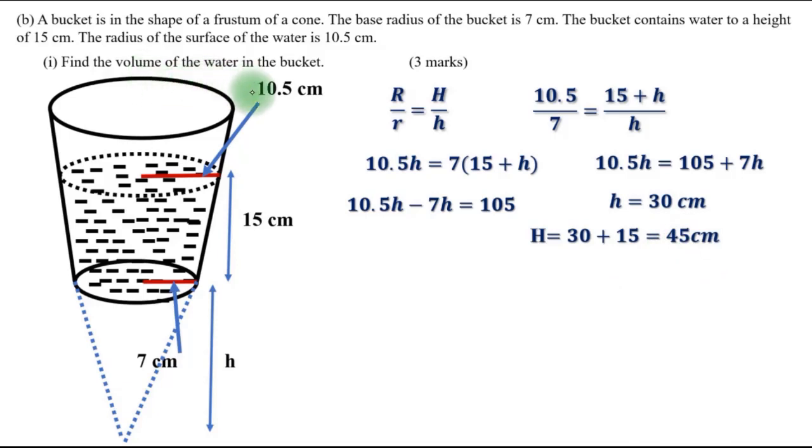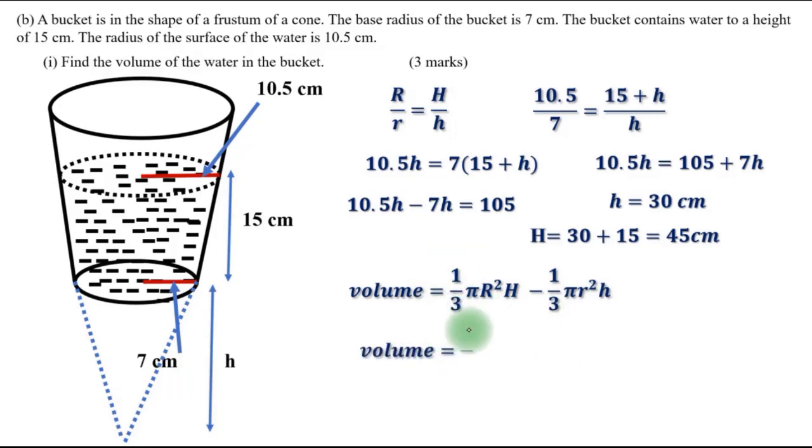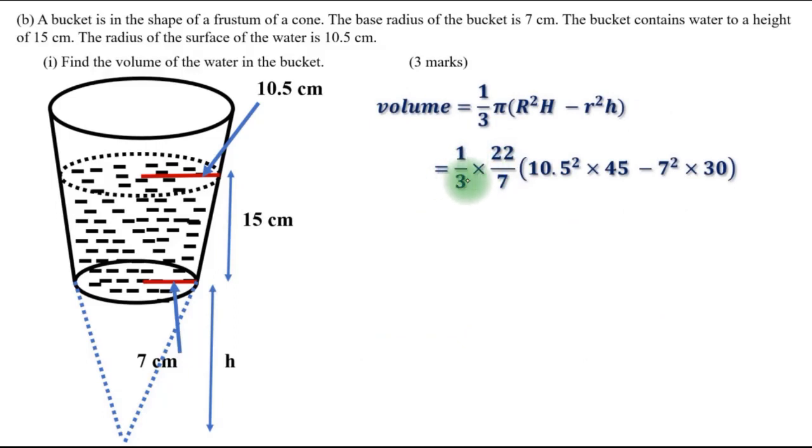Now, to get the volume of the water, the volume of a cone is given by a third pi r squared h. Capital minus, that is the volume of the bigger cone minus the volume of the smaller cone. So we can simplify this, and this will be a third pi, which is common, so we put it outside. Then we have capital R squared capital H minus small r squared small h. That now is the volume of the frustum. Then still that is a third times 22 over 7, bracket capital R is 10.5 squared times capital H, which is 30 plus 15, which is 45, minus small r is 7 squared times 30.